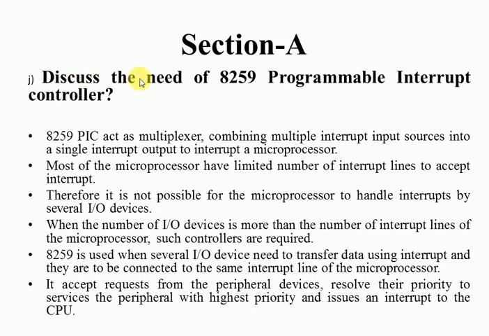So our question was the need. The need is when the number of input output devices is more than the interrupt lines. You can take the example of the 8085, which has only 5 interrupt lines, but if we require more than 5 input output devices to transfer data, for that purpose we require the 8259 PIC.